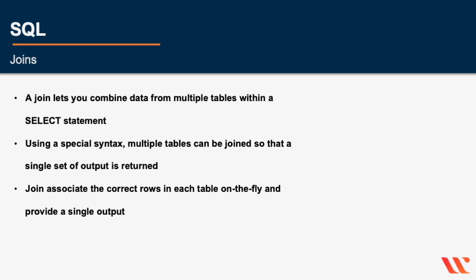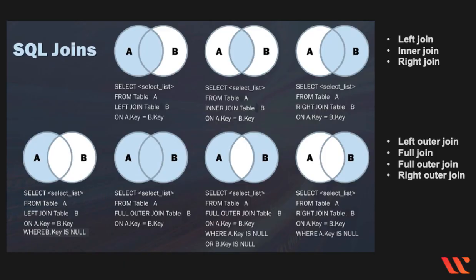So when you need to retrieve data that's stored in multiple tables, you can use a join in the select statement to retrieve the data. Using a special syntax, you can combine the data from multiple tables and retrieve it as a single data set. There are different types of joins.